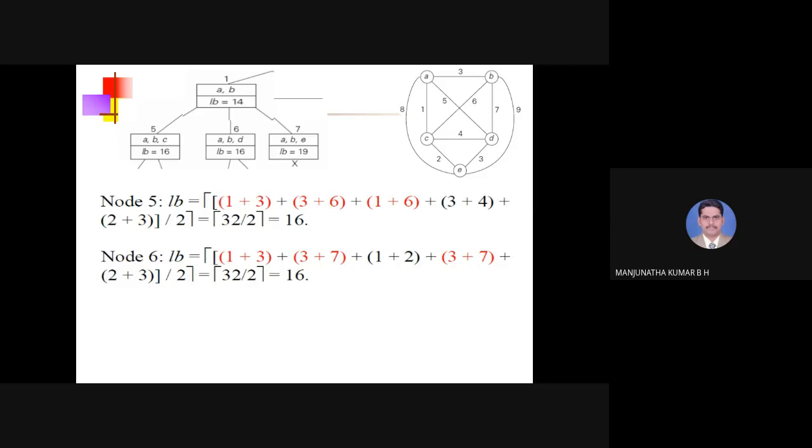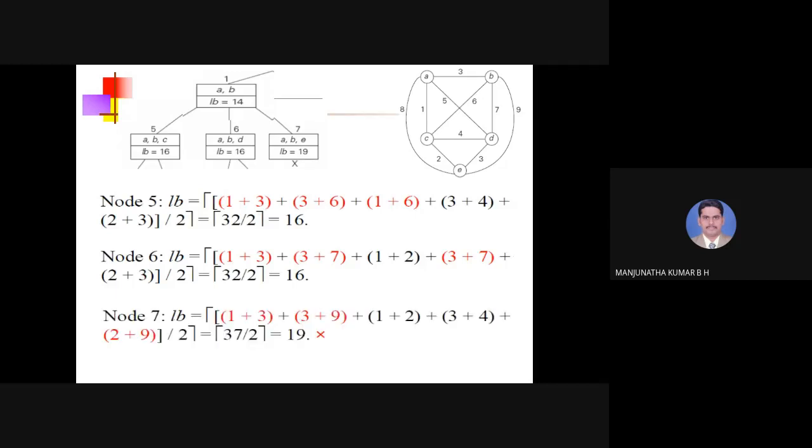We observe that. Okay. Now next D. D is 3 plus 7. Why? Because D is coming from B. Okay, B to D I should take first. B to D is 7. And another one, nearest vertex is E. Cost is 3, 3 plus 7. And E, no problem. It remains same, 2 plus 3. So 32 divided by 2, it is equal to 16.